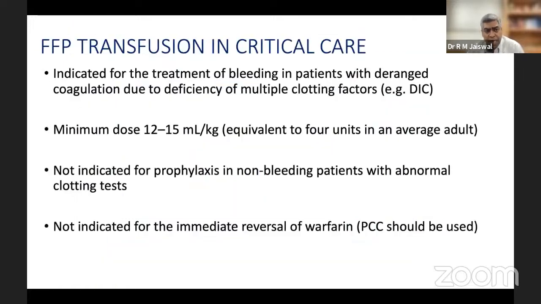FFP transfusion is mainly indicated for the treatment of bleeding in patients with deranged coagulation due to deficiency of multiple clotting factors, and the dose is minimally 12 to 15 ml per kg, equivalent to 4 units in an average adult. It is not indicated for prophylaxis in non-bleeding patients. If the patient is not bleeding and INR is within the normal range, you should not go for FFP transfusion after each and every surgery.